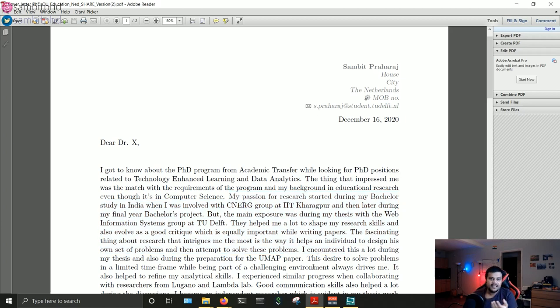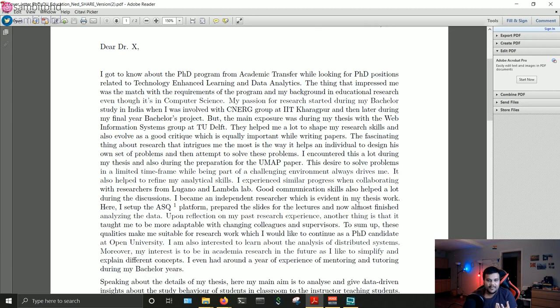Now you can read it. This letter will be in the description below so that you can go through it. I will leave the letter through which I got the PhD. And moving on to the second paragraph.